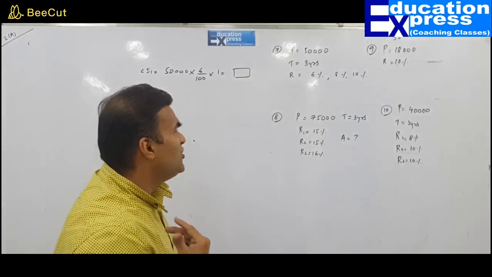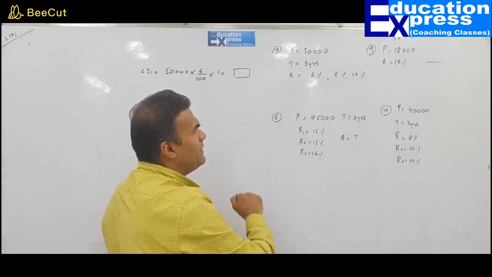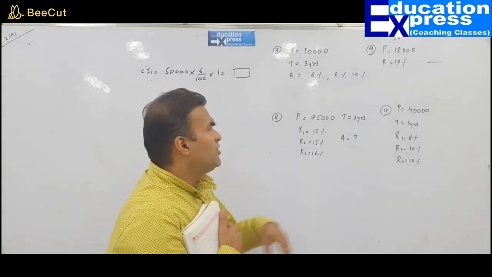Principal will keep on changing every time. Find out the total CI, add it to the principal, you get the amount. That's the final answer.